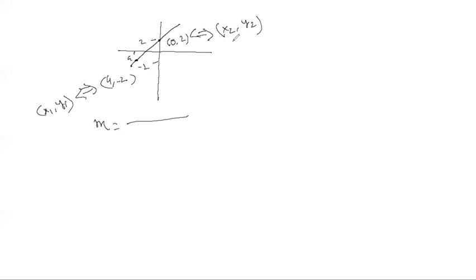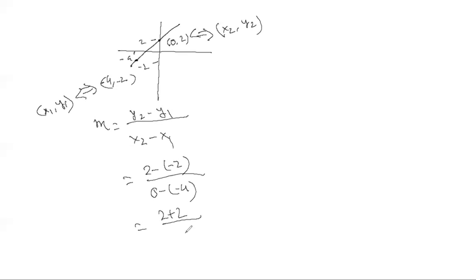So we substitute. Let me write down the formula again: y2 minus y1 over x2 minus x1. y2 is 2 and y1 is negative 2. x2 is 0 and x1 is actually minus 4. If we solve for it, the negative and negative make a positive, so 2 plus 2 and 0 plus 4. So 2 plus 2 is 4, divided by 4 is equal to 1. So this is a rising graph which has a positive slope.